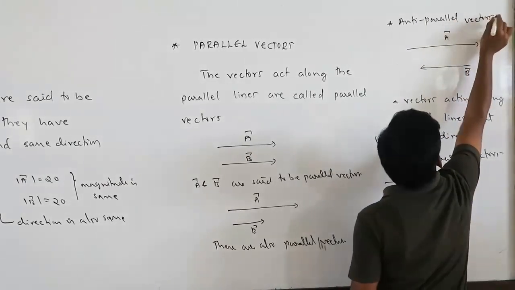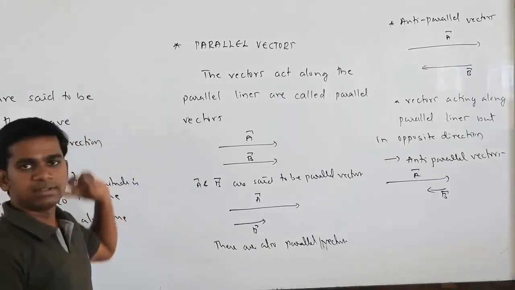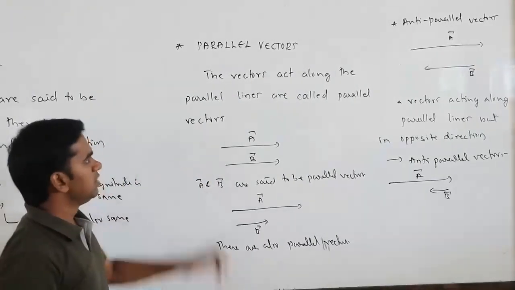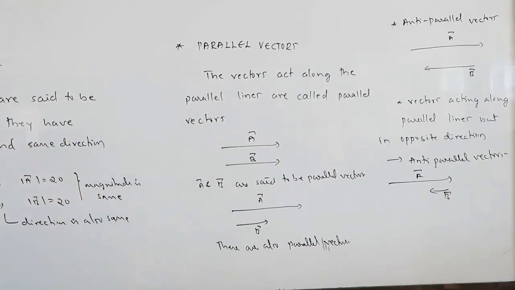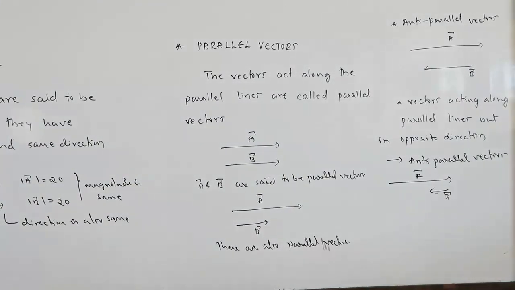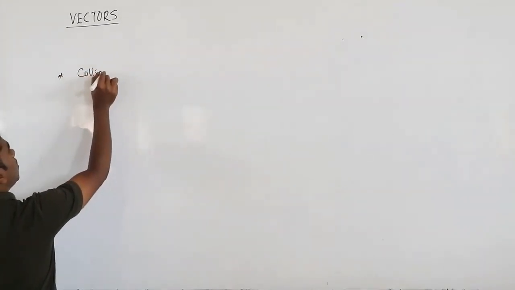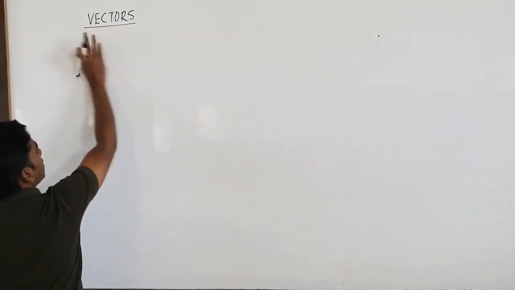I hope you are getting what exactly parallel vectors and equal vectors are. Okay, next type, that is the collinear vector.